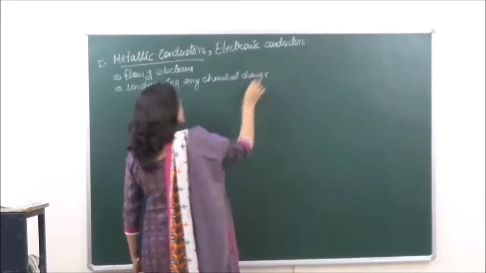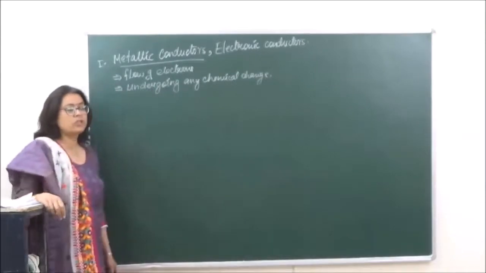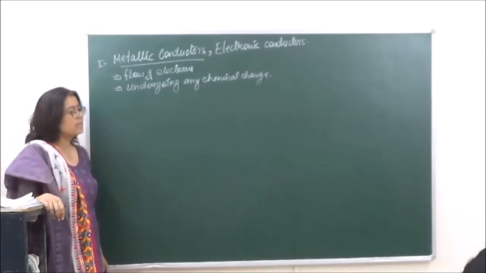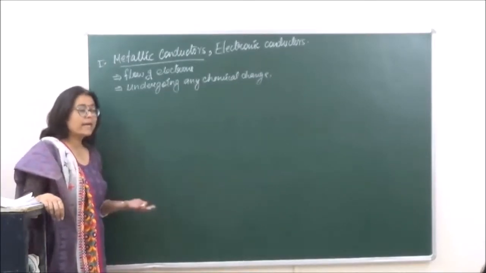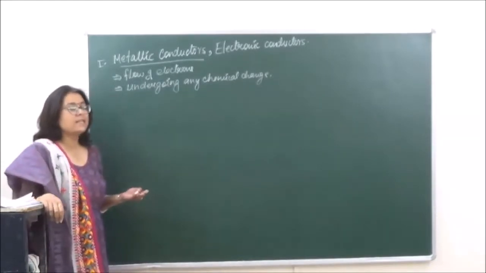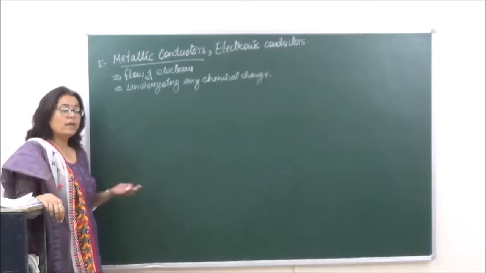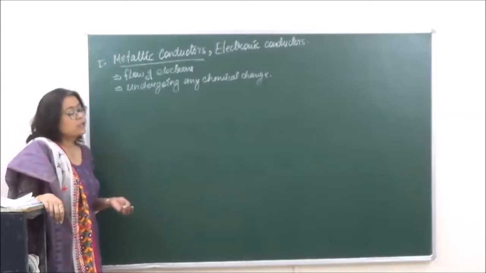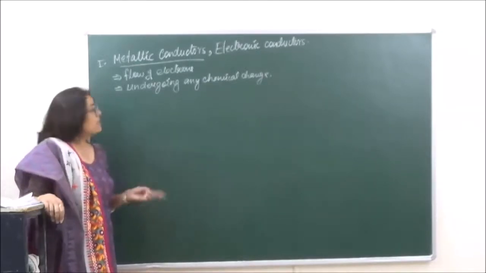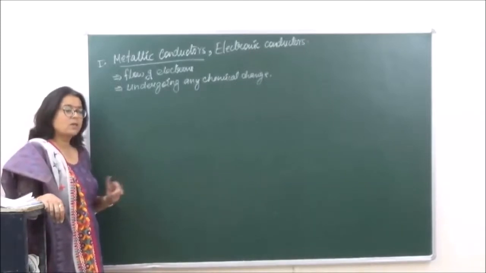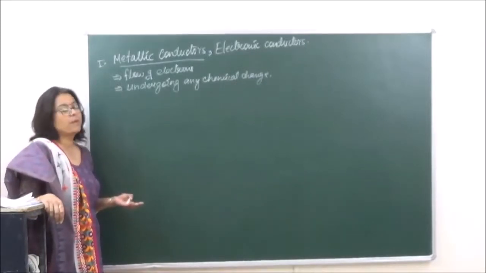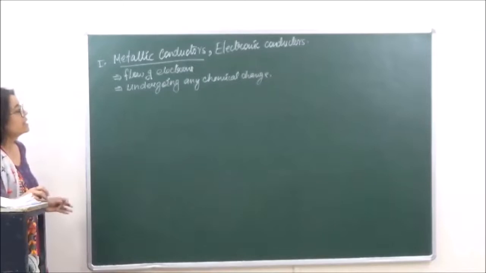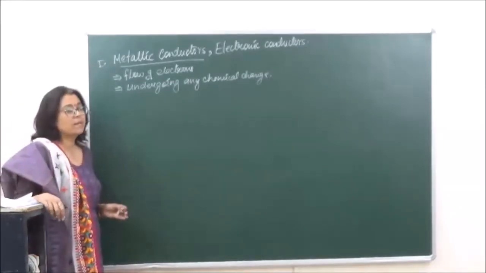Which means that if we try to flow electricity through a metal, then what will happen? Electrons will get dislocated, they will start moving, they will start conducting electricity. But by looking at the metal, we do not see any changes taking place in the metal. Only the temperature of the metal increases. So when the temperature of the metal increases, it shows that it is conducting electricity. Otherwise, there is no change in the structure or in the composition of the metal whatsoever. So over here, all the metallic conductors conduct electricity without undergoing any chemical change.